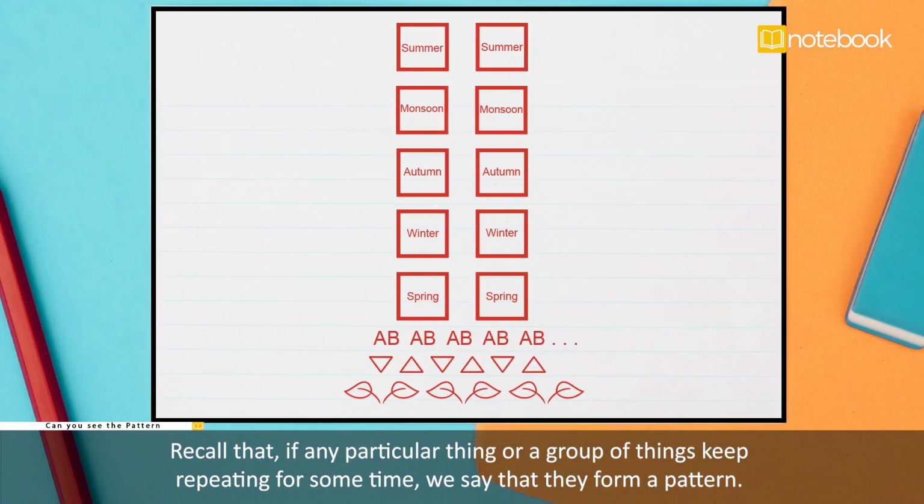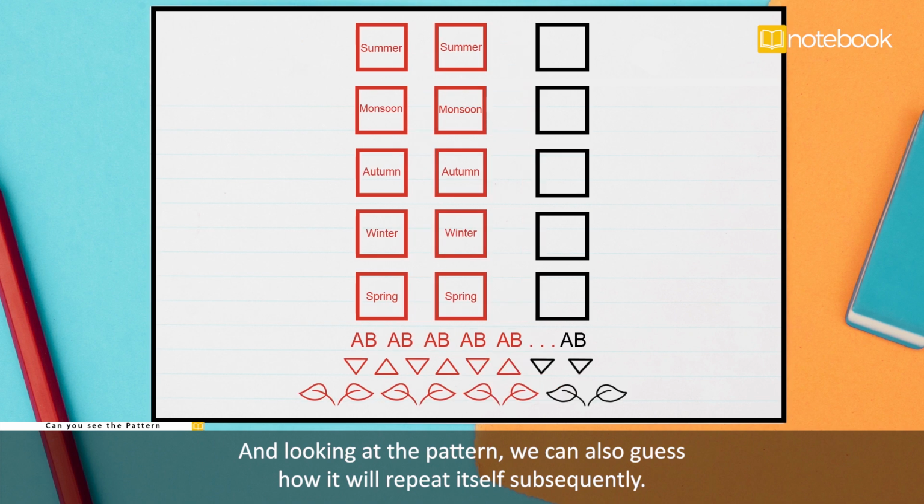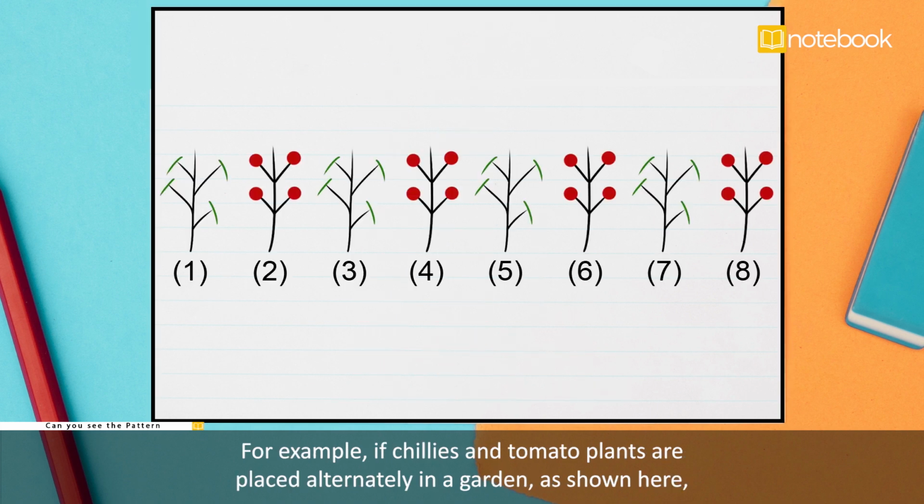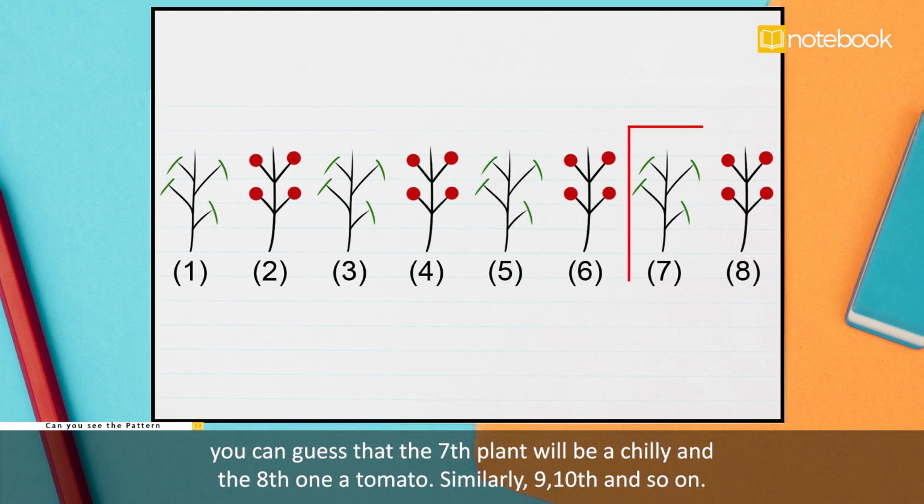Recall that if any particular thing or a group of things keep repeating for some time, we say that they form a pattern. And looking at the pattern, we can also guess how it will repeat itself subsequently. For example, if chilies and tomato plants are placed alternately in a garden, as shown here, you can guess that the 7th plant will be a chili and the 8th one a tomato. Similarly, 9th, 10th and so on.